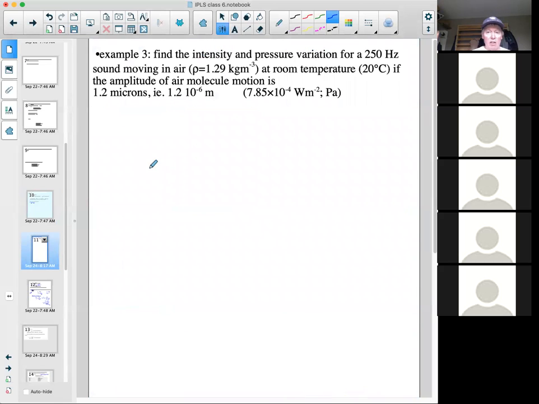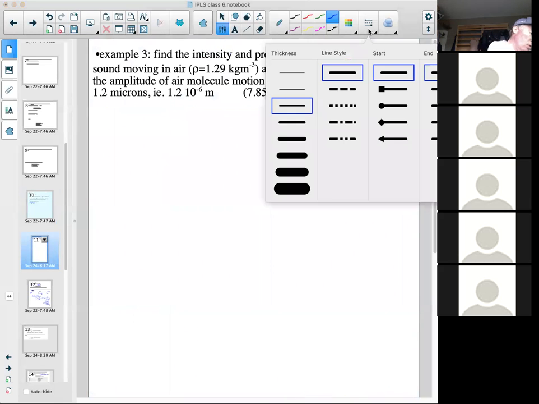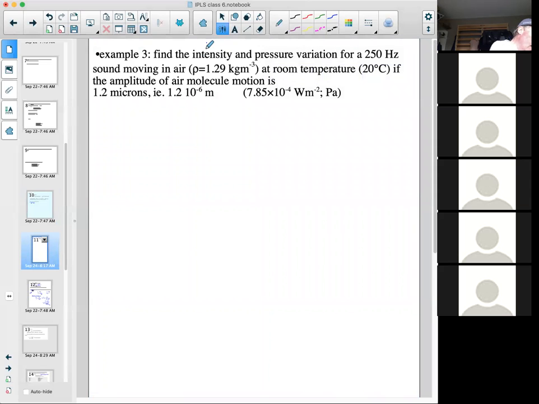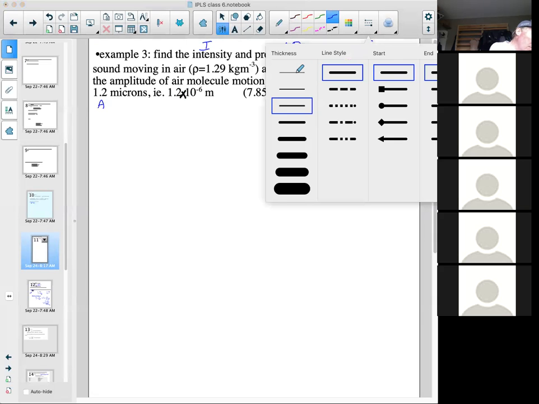Okay, so what are we asked for here? We're asked to find the intensity. Intensity is I in watts per square meter. And we're asked to find the pressure variation. That'll be in pascals. That's just how much the air pressure goes up and down at a given point due to a sound wave. Okay, we have the frequency F is 250 hertz. And we have the amplitude of air molecule motion is 1.2 microns. Now on my page, this isn't showing up clearly, but I'm pretty sure it's okay on yours. This should be 1.2 times 10 to the power minus 6.